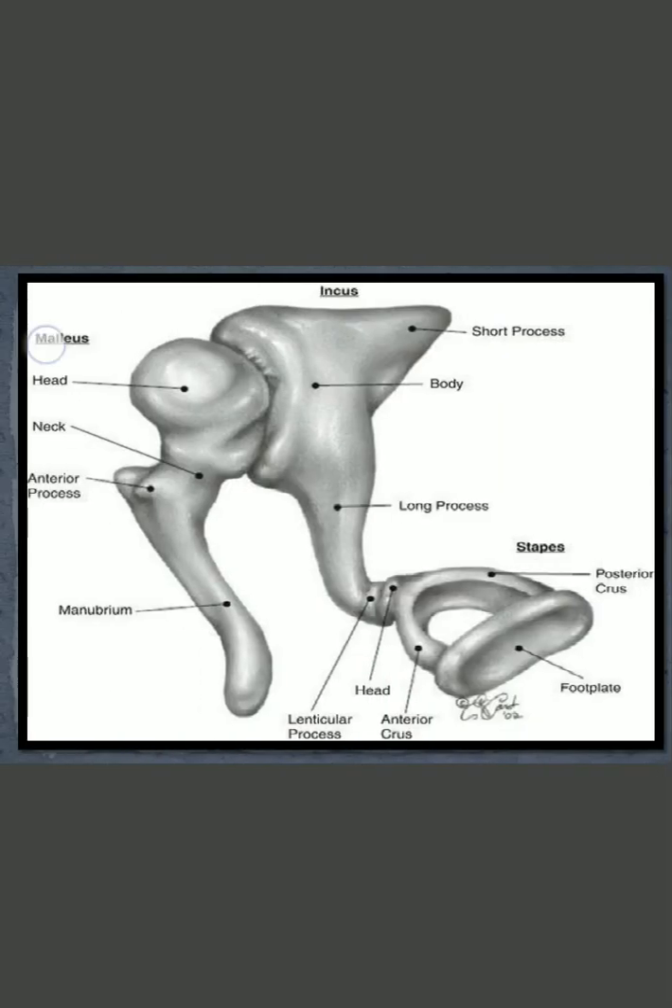You can see this is the long process, and the end of the long process bears a lenticular process or a lenticular nodule, which is directed medially. This is the lateral side and this is the medial side. So the nodule is directed medially, and it forms the incudo-stapedial joint with the head of the stapes. This is the stapes, this is the head of the stapes, and this joint is the incudo-stapedial joint, which is a type of ball and socket joint.